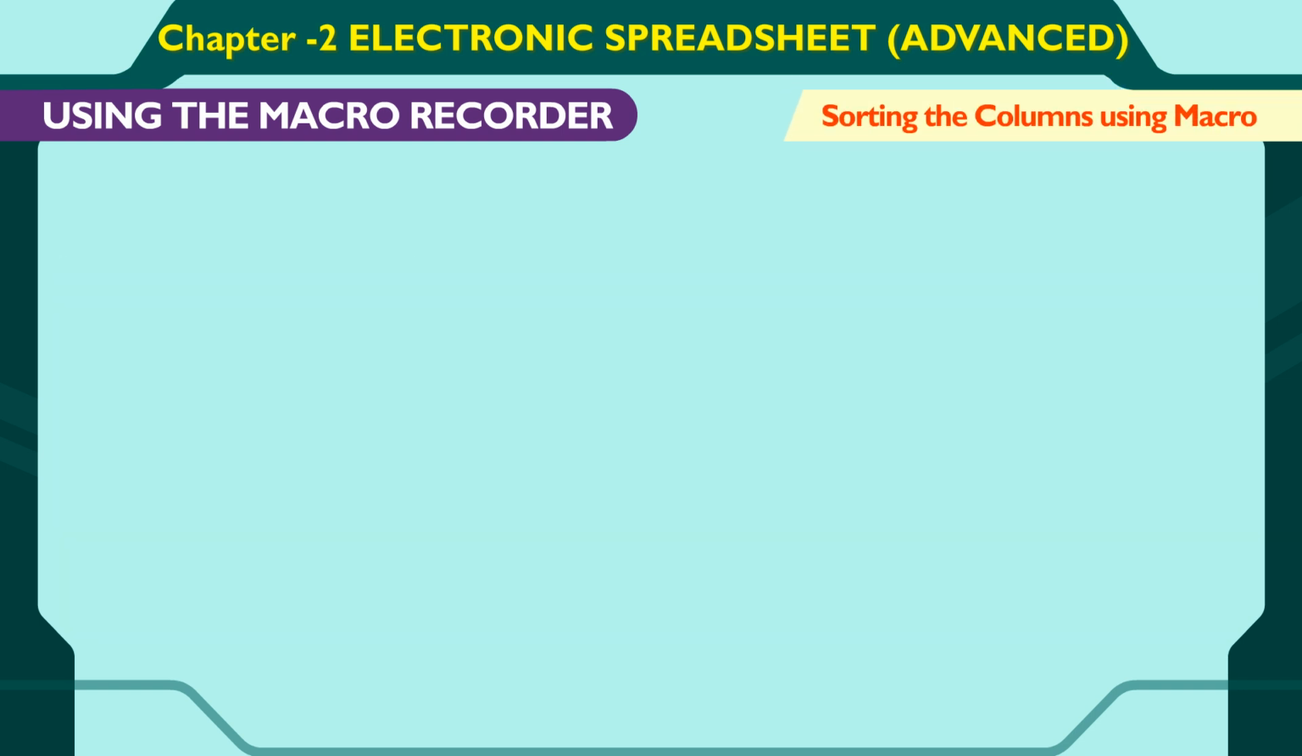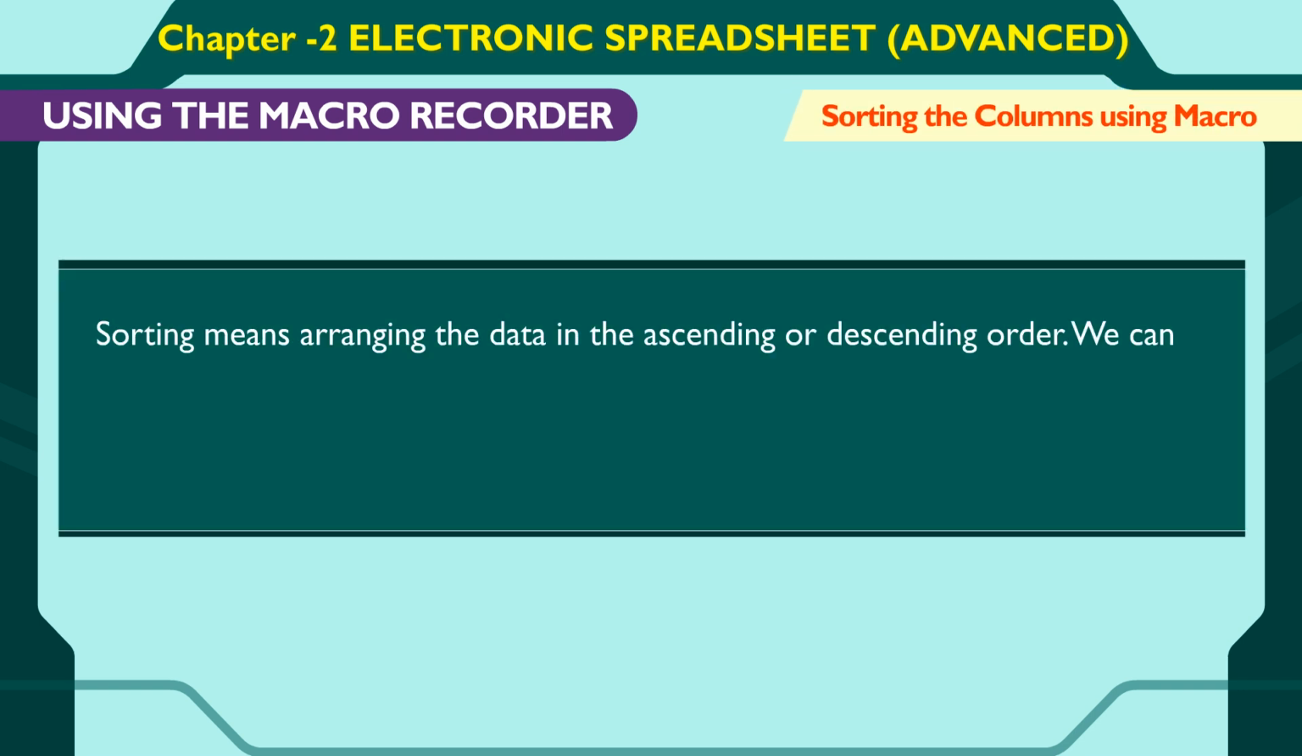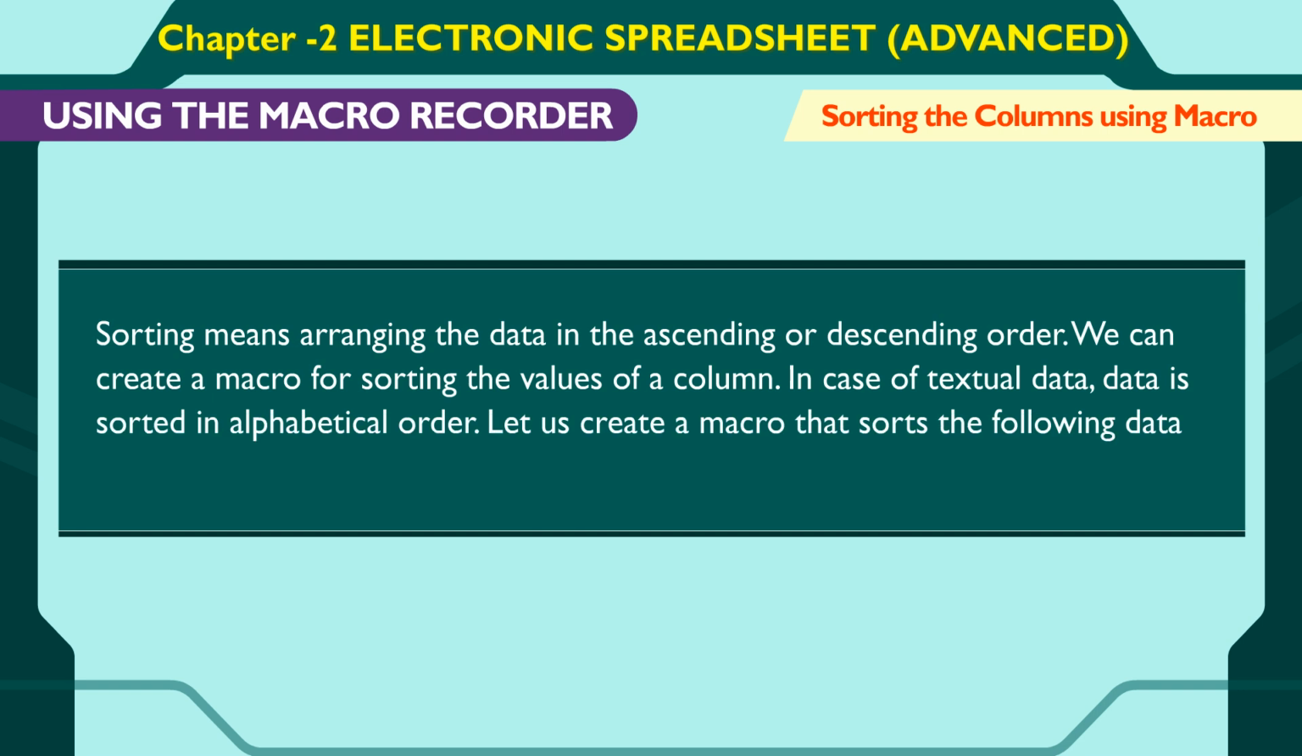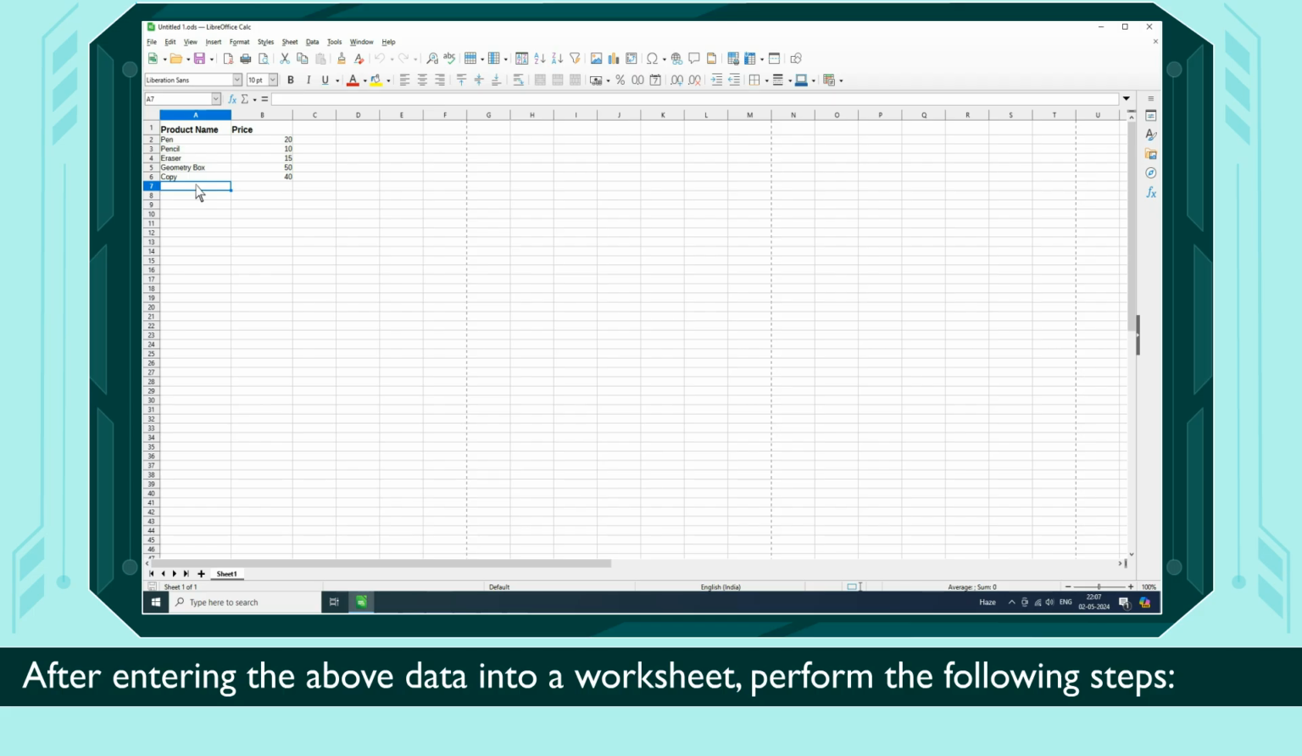Sorting the columns using macro. Sorting means arranging the data in ascending or descending order. We can create a macro for sorting the values of a column. In case of textual data, data is sorted in alphabetical order. Let us create a macro that sorts the following data according to product name. After entering the above data into a worksheet, perform the following steps.